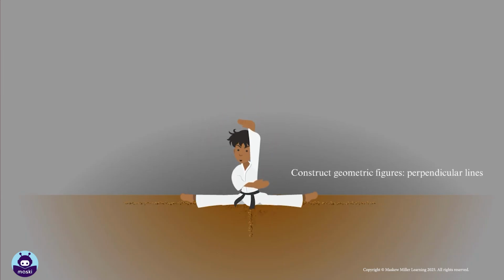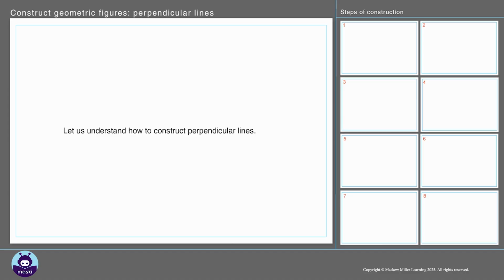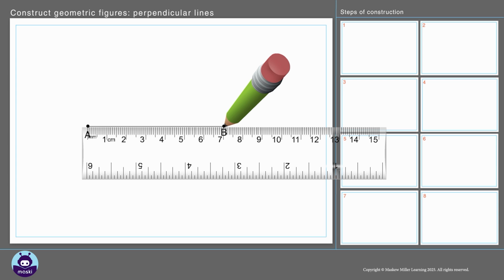Construct geometric figures, perpendicular lines. Let us understand how to construct perpendicular lines. Let's draw a line segment AB with length 7 centimeters.